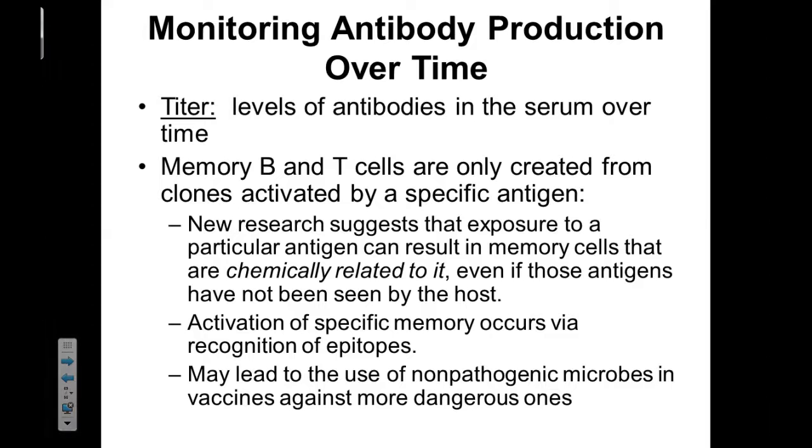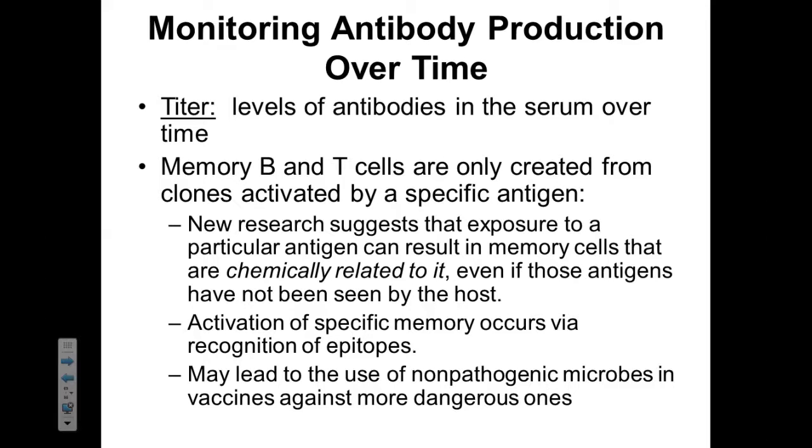The concentration of antibodies in our blood serum is known as a titer. So a titer is the level of an antibody in our blood serum. Memory B and memory T cells are only created from clones activated by the specific antigen. So a memory B cell and a memory T cell can only respond to the specific antigen that activated their clones.